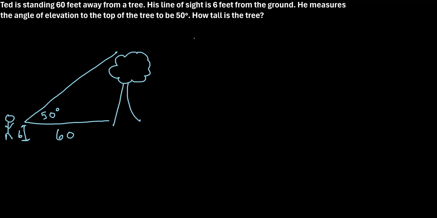To figure out the height of the tree, let's form a triangle right here, and we'll call this side of the triangle x. The height is going to be equal to x plus 6, because Ted's line of sight is 6 feet off the ground. So what we really need to do is solve for x here, and then we'll just add 6 at the very end. Let's think about how we can use trigonometry to solve for it.